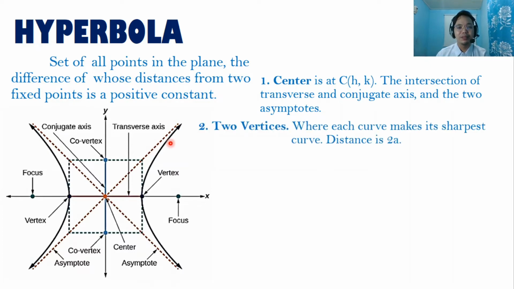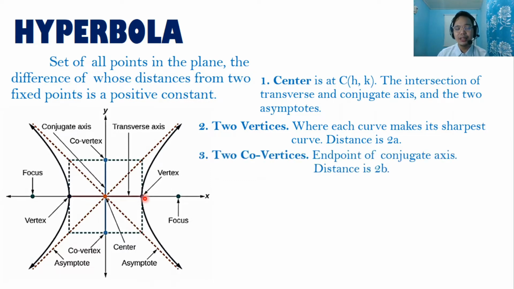Next part, the two vertices. The two vertices are where each curve makes its sharpest curve. So yung vertices natin, yun yung mga endpoints ng transverse axis natin. So yung distance from one vertex to another vertex, that is 2a. And the distance from the center going to one vertex, that is a.